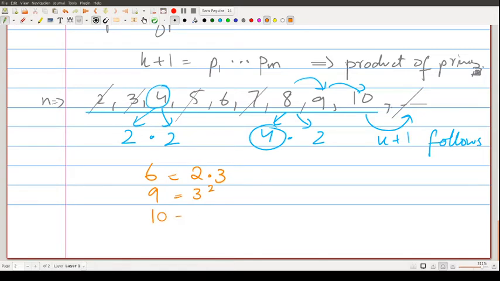If you have 10, then that's 2 times 5. If you have 12, that's 2 squared times 3. So these are all products of primes. Similarly, 3 is just 3, 2 is just 2, right? You don't need anything else. 11 is just 11, the product of primes.